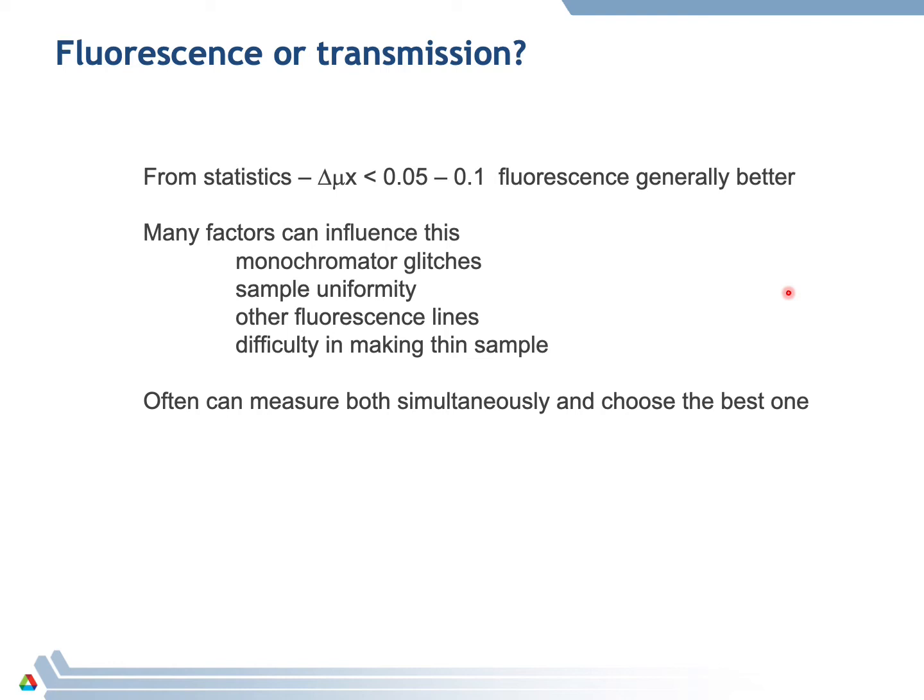Monochromator glitches, and how well they normalize out. Sometimes they'll normalize out better in fluorescence for a fairly concentrated sample because you don't have much background. How uniform the sample is could affect the transmission measurement more than the fluorescence, typically. If there are other fluorescence lines in the sample, so if you have a lot of background fluorescence from other things in the sample, that might change whether you'd want to do transmission or fluorescence. And if it's difficult to make a thin sample, as I mentioned, sometimes it's hard to make a thin enough sample and you end up doing fluorescence on a fairly concentrated sample.